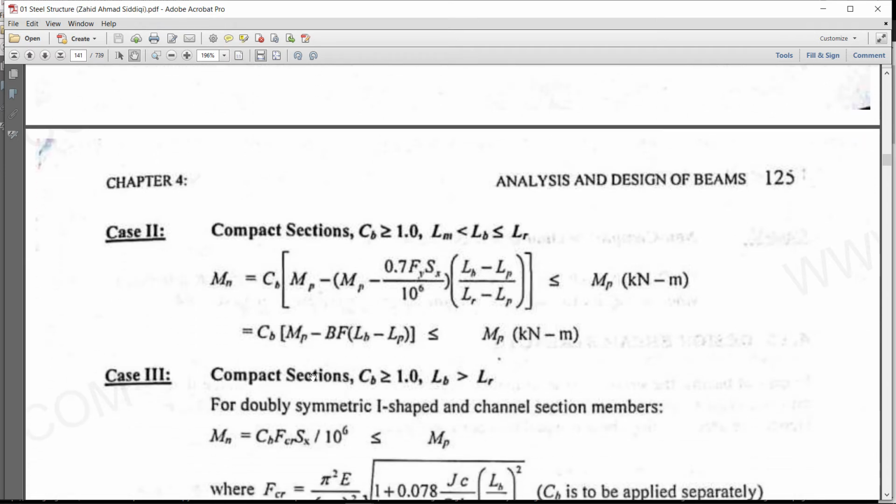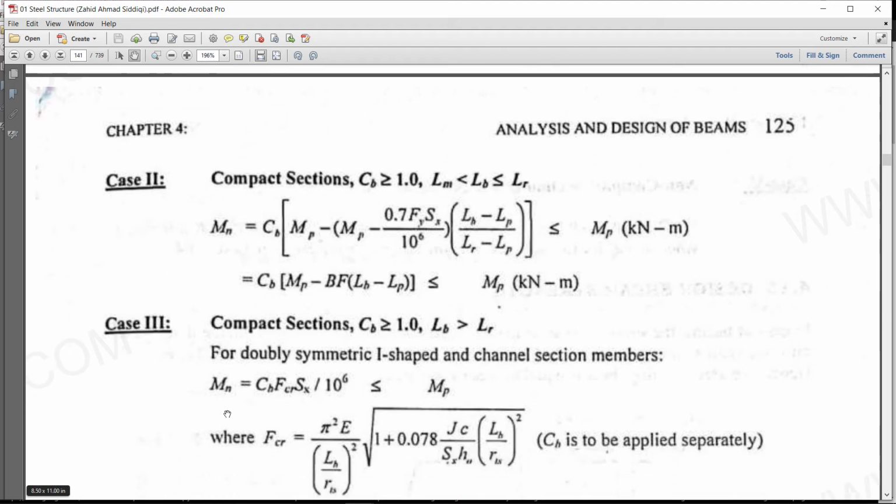Now the compact section, when CB is greater than or equal to 1 and our unbraced length is greater than LR, then how will moment capacity be calculated? CB FCR Sx divided by 10 power 6. That is case 3, compact section.